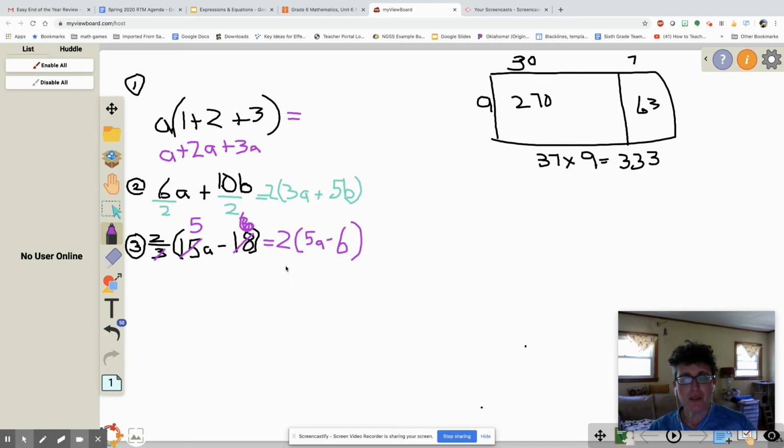If I want to continue distributing, I could even go so far as to say 10A minus 12. And all of these are going to be equivalent to the first one. And that is how we use the distributive property with our variables.